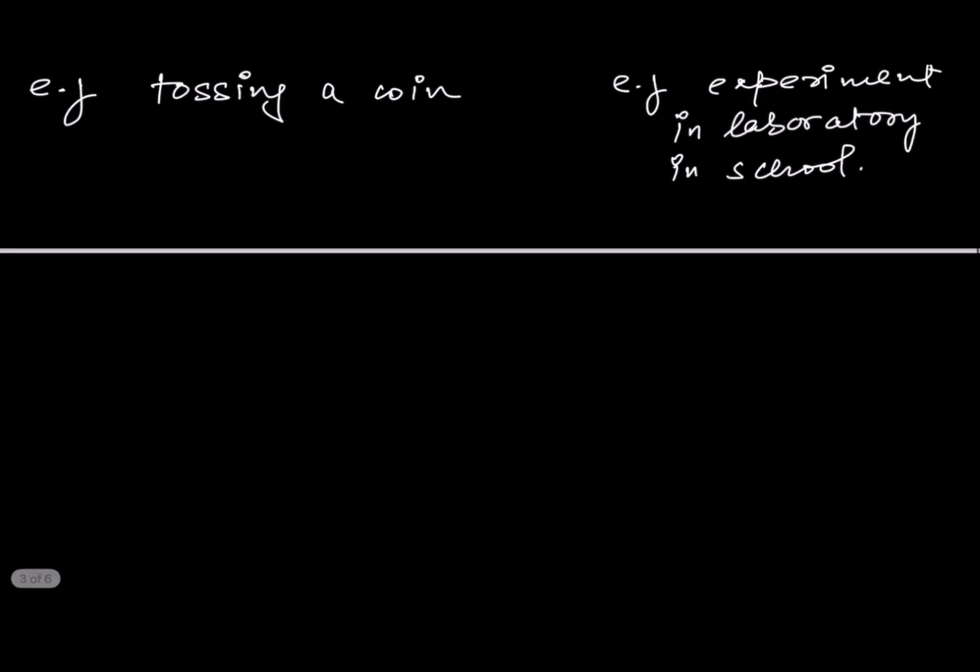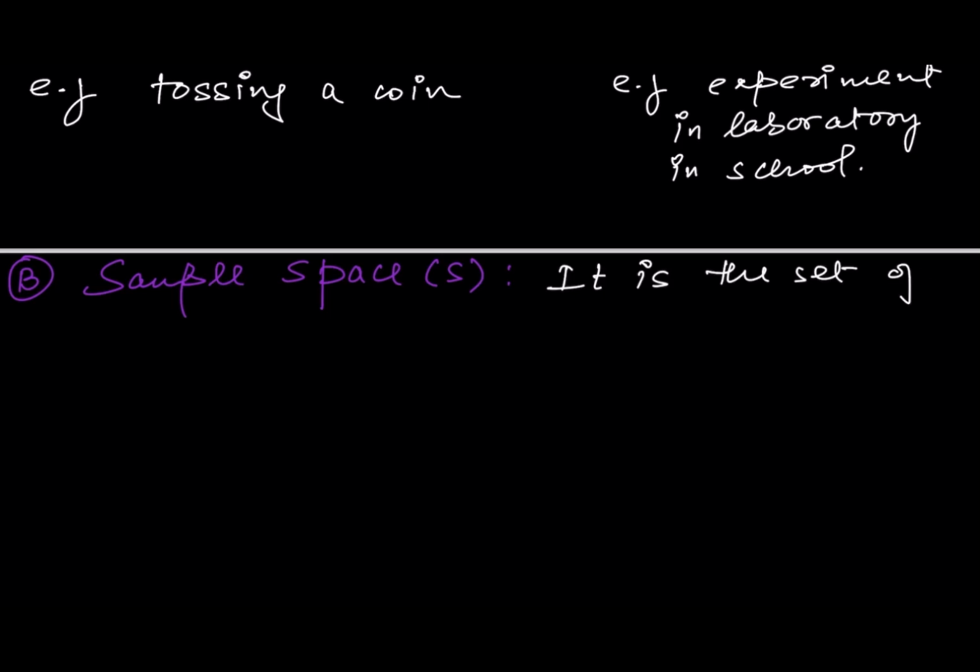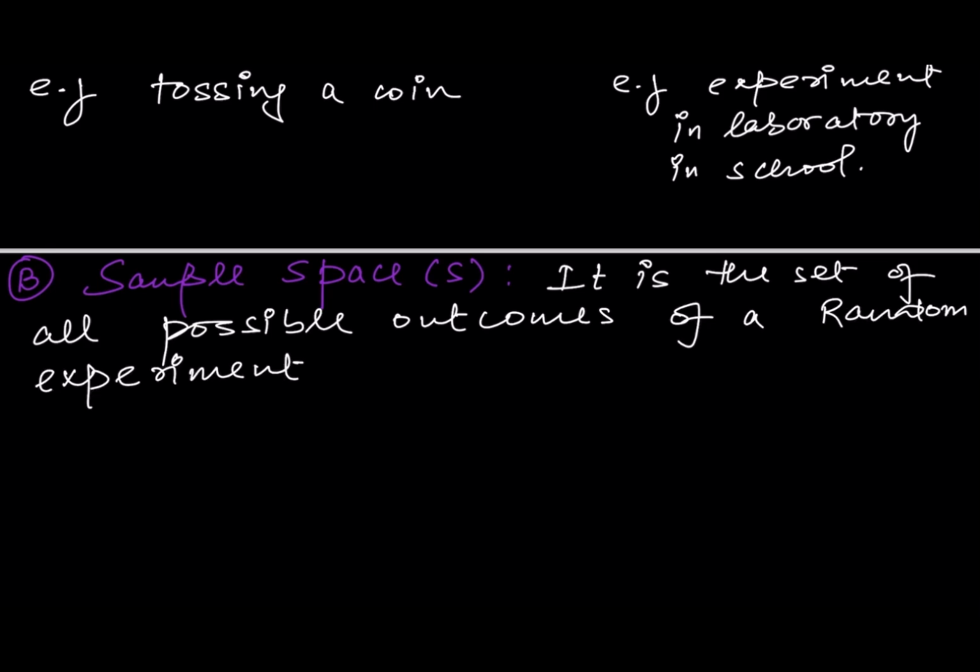Now let us come to second definition, which is sample space, denoted by S. So it is the set of all possible outcomes of a random experiment. We will talk about random experiment in this whole chapter, right? Because in probability theory we study only for random experiment.